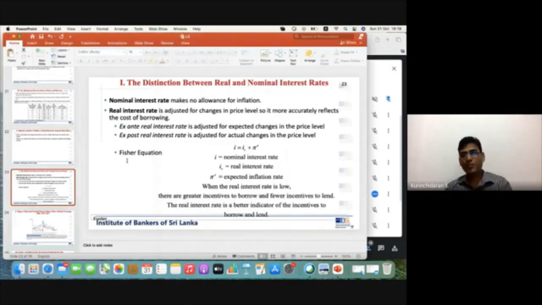Now, there's an important theoretical idea. That is, you have two kinds of interest rates. One is, we call it real interest rate. The other one is, we call it nominal interest rate. Right? So this is very important at a later stage as well, every time when we talk about it.